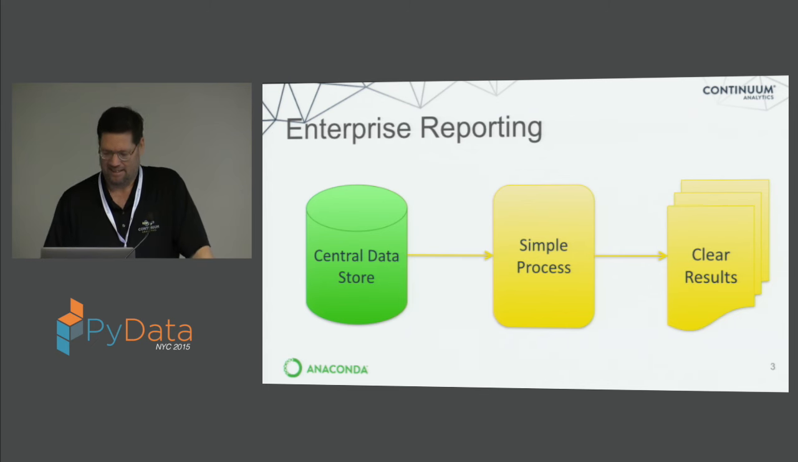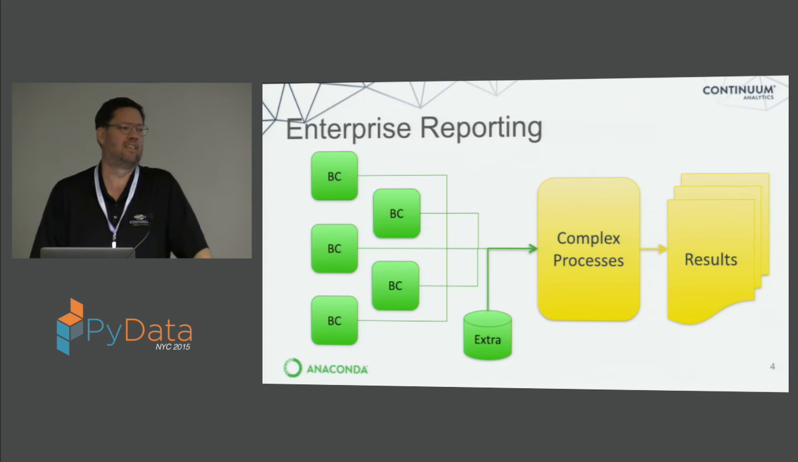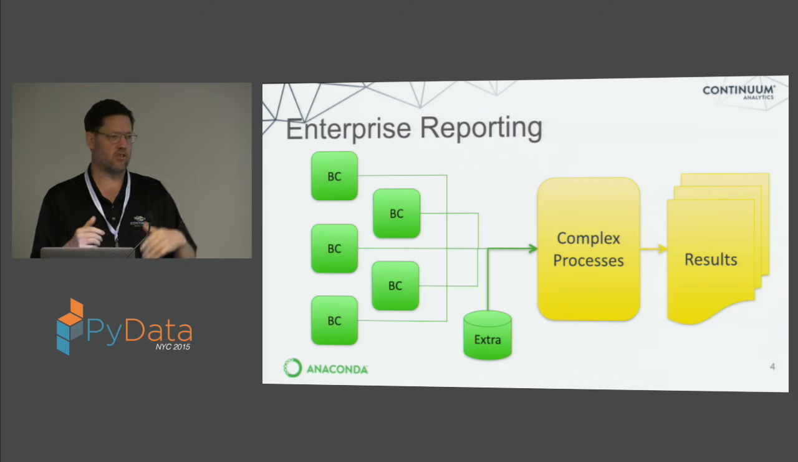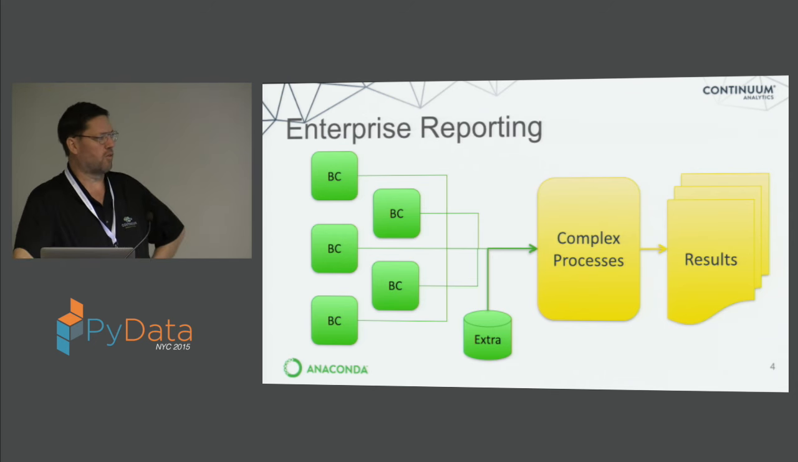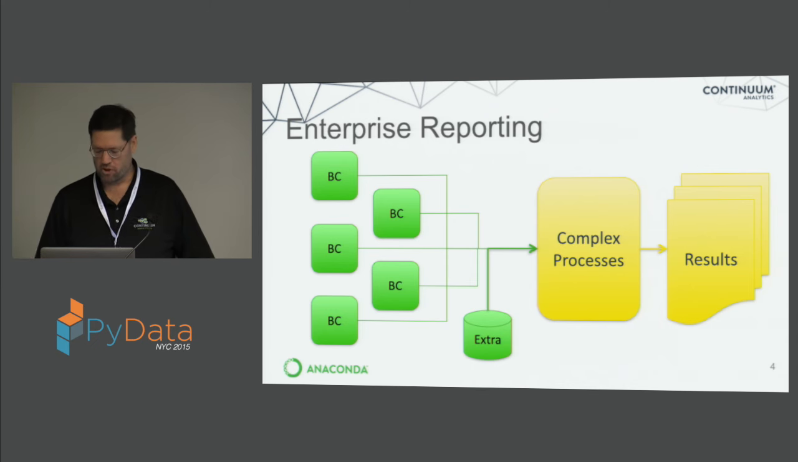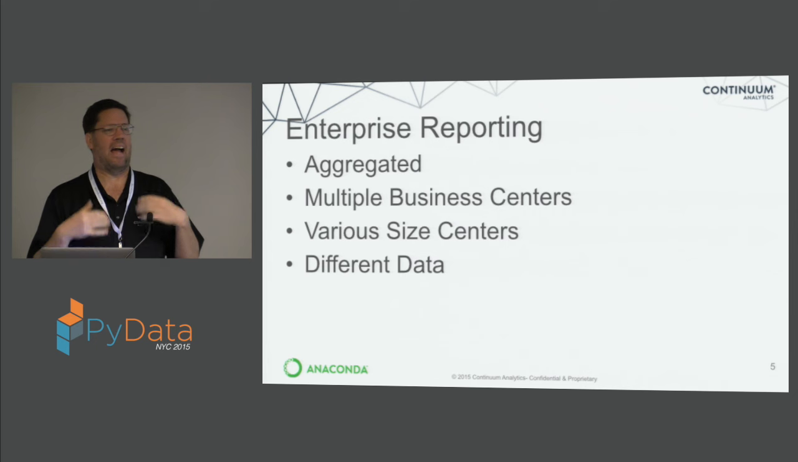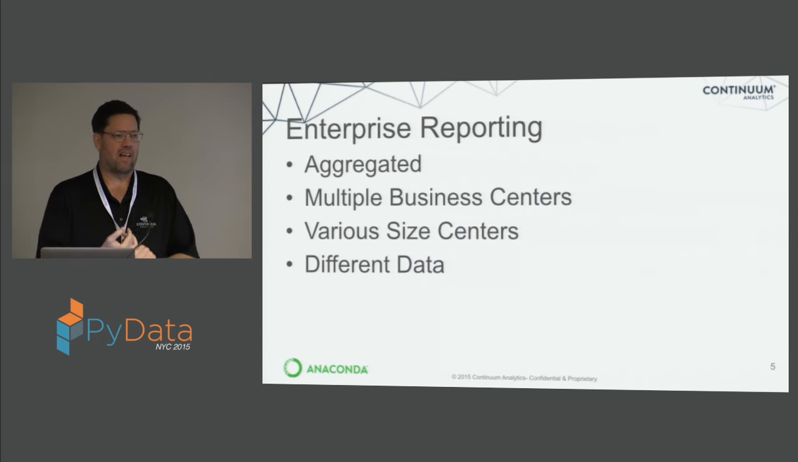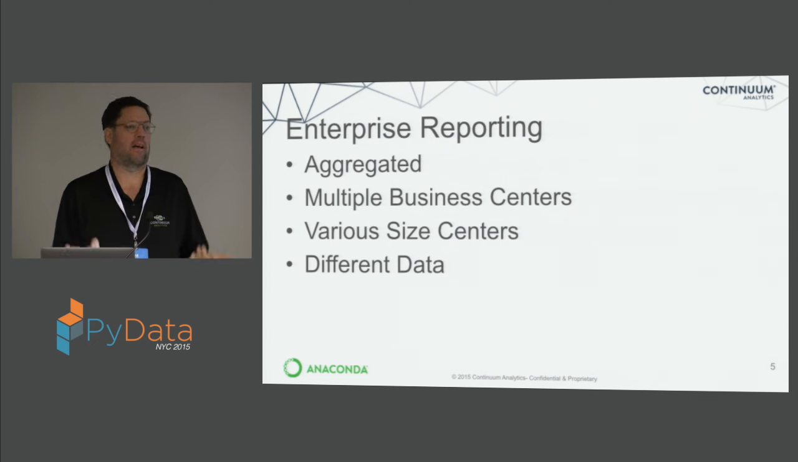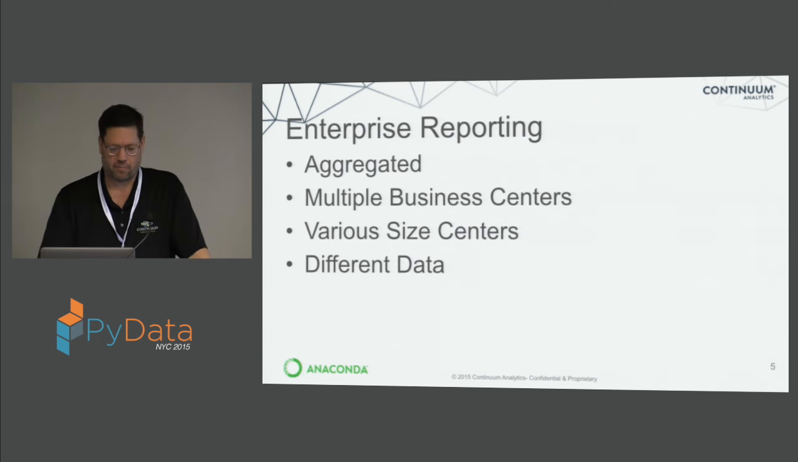But the reality isn't even this clean, where you've got lots of different business centers that all have to consolidate the data, and you have all the extra stuff, and then you have to do a bunch of complex processes to get some results that may or may not be clear. So that's part of the problem, that you've got the data coming from so many different sources. And so it's going to be aggregated, and the problem with aggregation is, how do you know that you've aggregated it on the correct parameters? How do you know that it's been aggregated correctly?